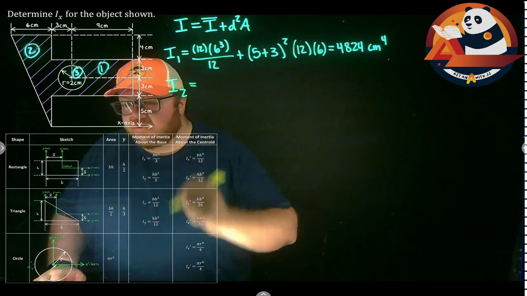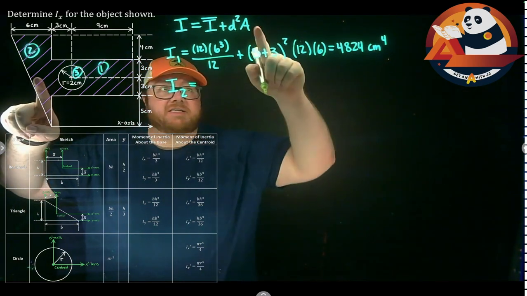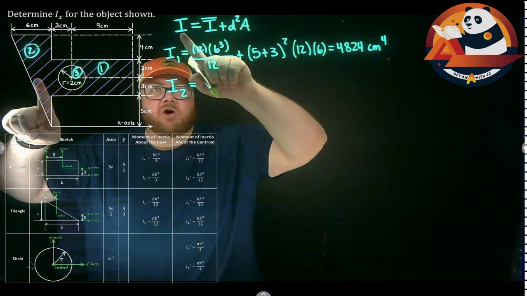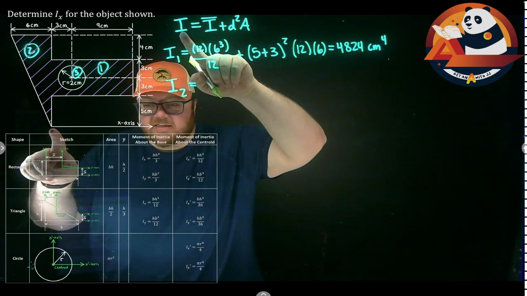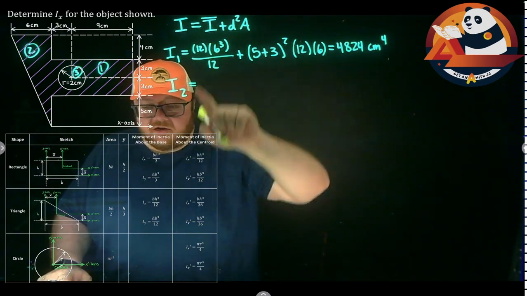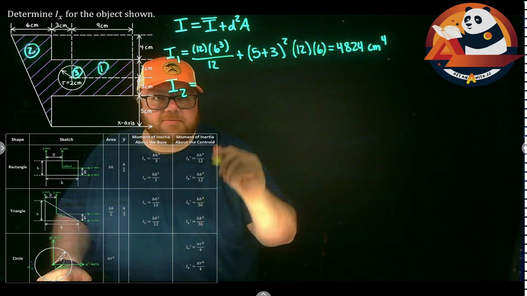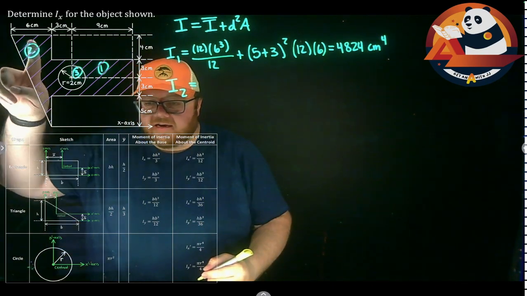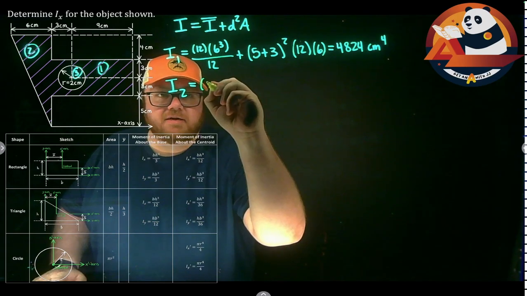I2 should be, well, now I'm working with that triangle. And I'm going to do that same equation here. My moment of inertia about the x-axis for shape 2 is the moment of inertia about the centroid of shape 2. Well, I have that. That's base times height cubed over 36. The base is 6 centimeters in here.